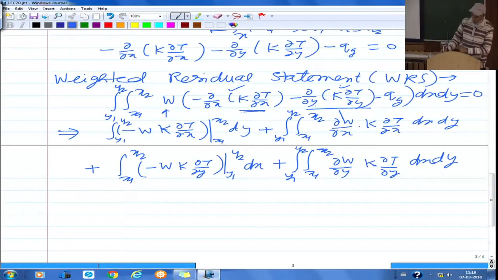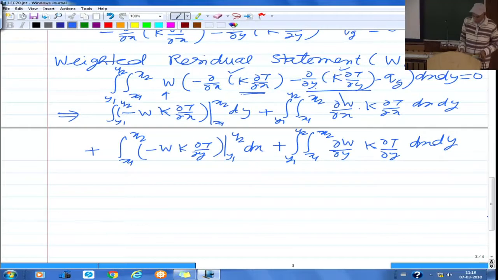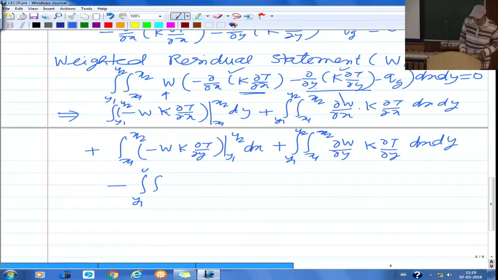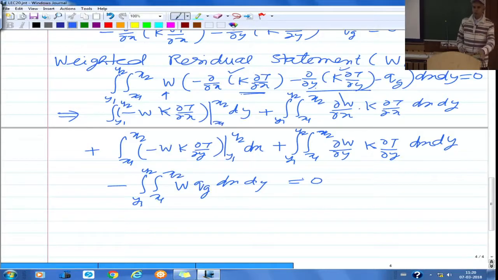The last term is of course your forcing function, so that remains as it is. So you have minus integration, let me write that separately, integration y1 to y2, x1 to x2, w q_z dx dy is equal to 0. So this is what finally you get when you do the integration by parts for the first term with respect to x, for the second term with respect to y.